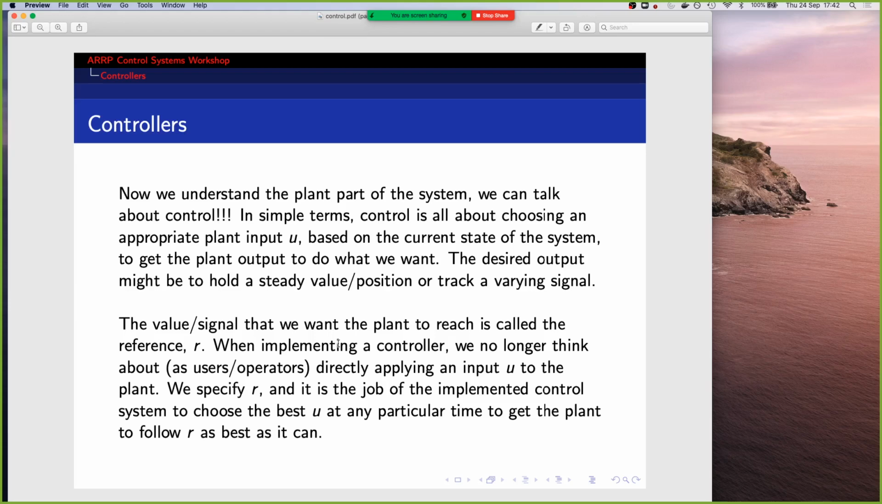So we're no longer just applying a voltage to a motor. What we're doing is saying, I want the motor to turn at 500 RPM. And then the controller says, what voltage do I need to apply to get that motor to turn at 500 RPM? And if I change it down to 50 RPM, how do I move from the fast speed to the slow speed? That's what the controller does.